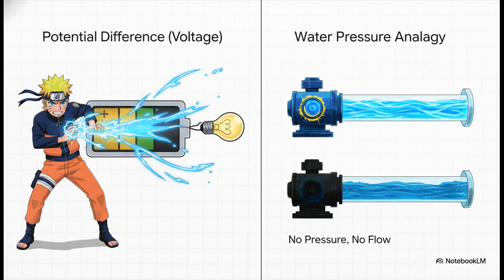And this is where our water pipe analogy becomes so useful. If the current is the amount of water flowing, then voltage is the water pressure. A weak pump gives you low pressure and a weak little flow. But a super powerful pump creates high pressure, forcing a ton of water through the pipe. No pressure, no flow. It's the exact same idea with electricity.